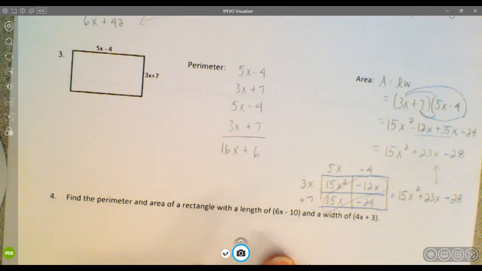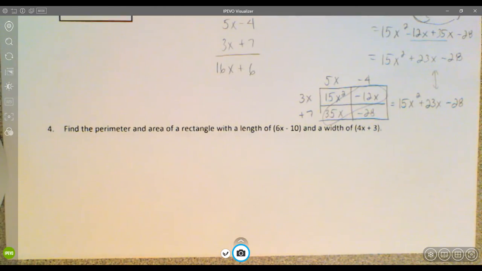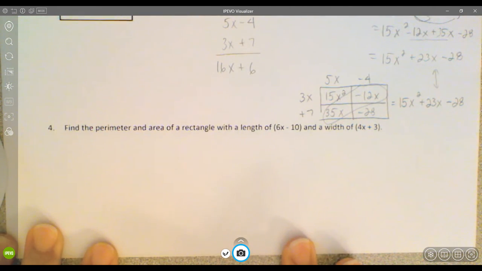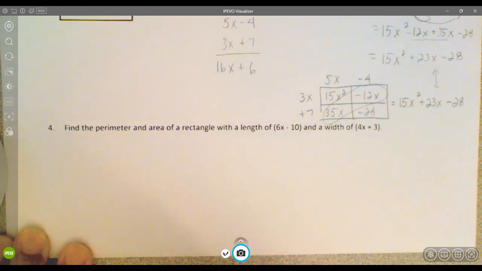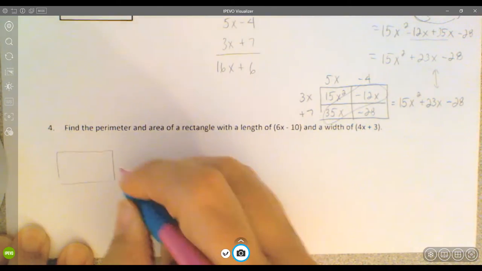All right, let's look at this one. Find the perimeter and area of a rectangle with a length of 6x minus 10 and a width of 4x plus 3. All right, now what's happening on this one is we have no pictures, we just have words. So you can draw the picture if you'd like, and then you can do the math, or you can go straight to the math. Me, I just need a rough picture because that's just how things work for me.